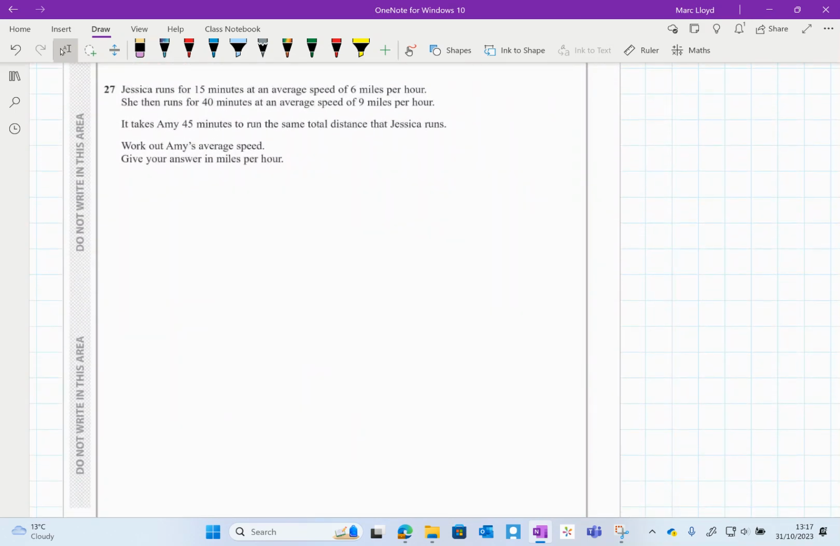Okay, Jessica runs for 15 minutes at an average speed of 6 miles per hour. Then she runs for 40 minutes at an average speed of 9 miles per hour. It takes Amy 45 minutes to run the same total distance that Jessica runs. Work out Amy's average speed. So we're going to need to know the distance. That's what we need to know.